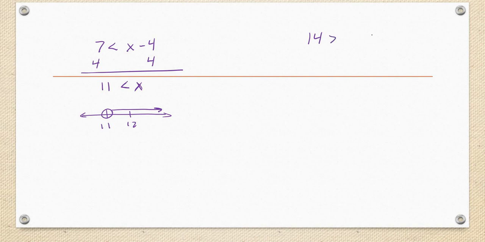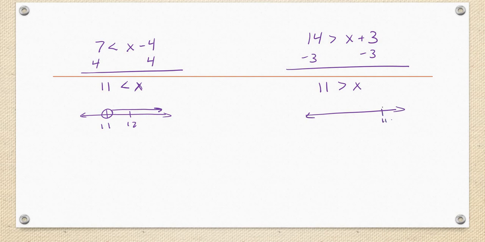How about this one? 14 is greater than x plus 3. So now we're going to subtract 3 from both sides, and again I get x is less than 11 this time. So 11, open circle, to the left.